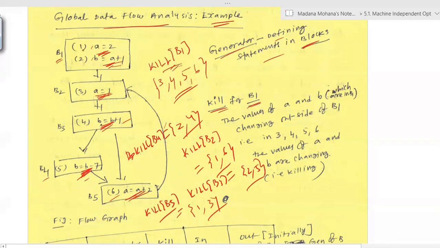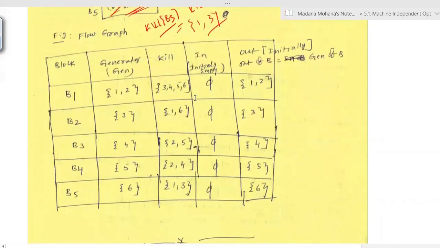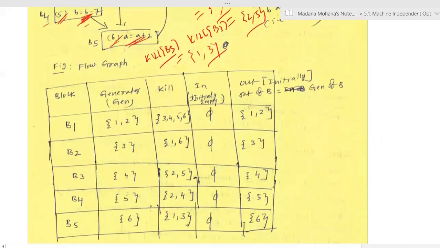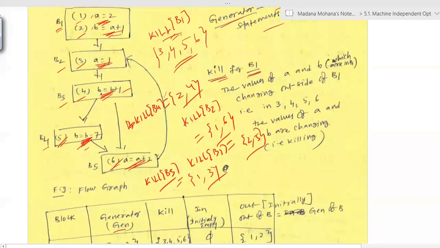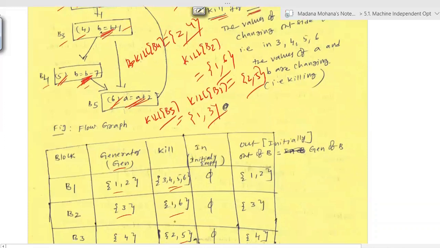Now GEN values: GEN of B1 is 1, 2, GEN of B2 is 3, GEN of B3 is 4, GEN of B4 is 5, GEN of B5 is 6. Like that, you can directly find GEN and KILL values. Then the following table shows the initial values of GEN, KILL, IN and OUT also. Just now what I explained, the GEN values are listed here for all blocks. Then KILL values are also listed here. Here you can see KILL of B1, 3, 4, 5, 6. So the same values are listed here for all blocks.